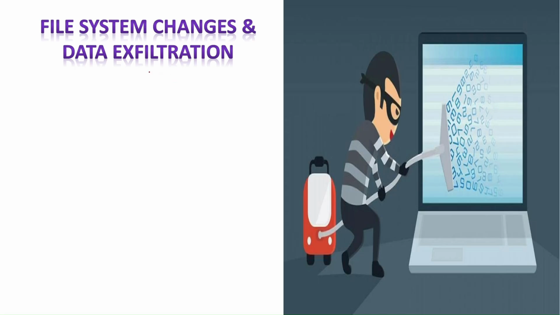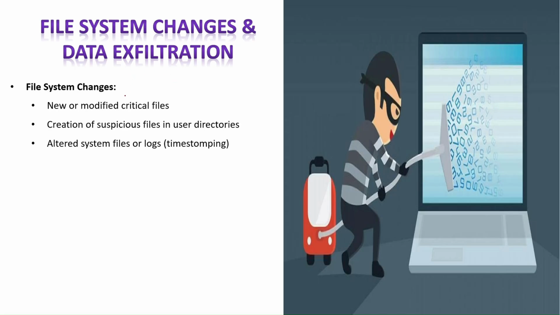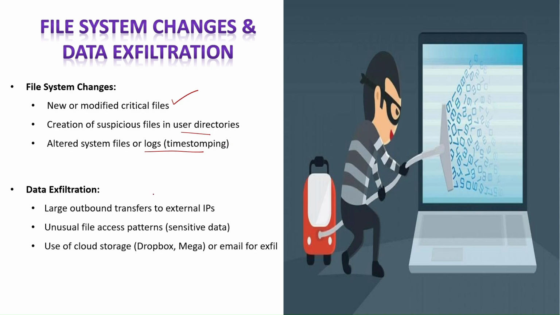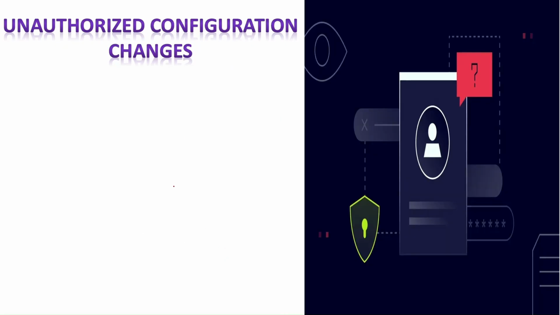So, file system changes and data exfiltration. File system changes include new or modified critical files, creation of suspicious files in user directories, and altered system files or logs, that is time stomping. Data exfiltration is large outbound transfer to external IP addresses, unusual file access patterns of sensitive data, and use of cloud storage such as Dropbox, Mega, or email for exfiltration.